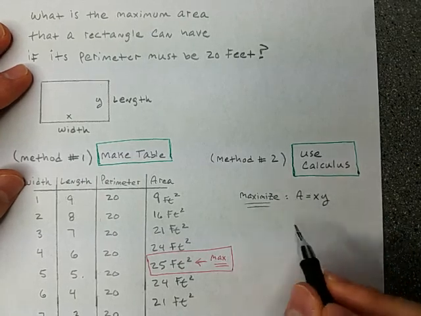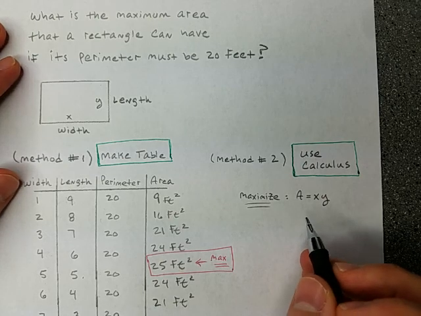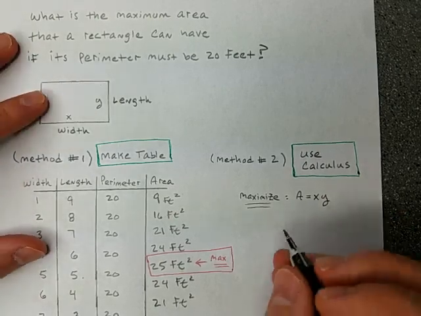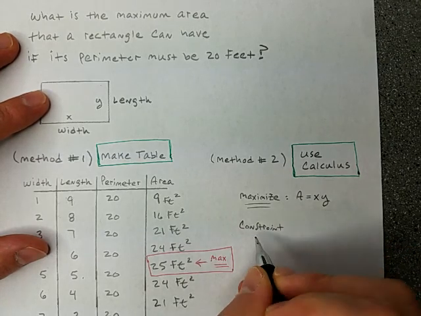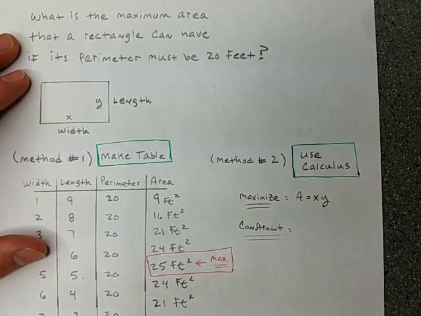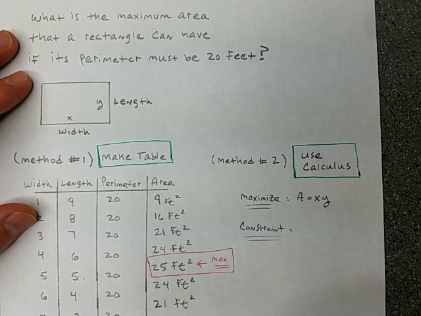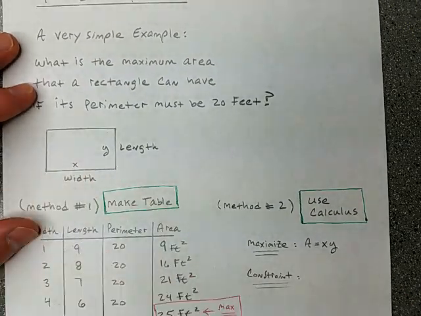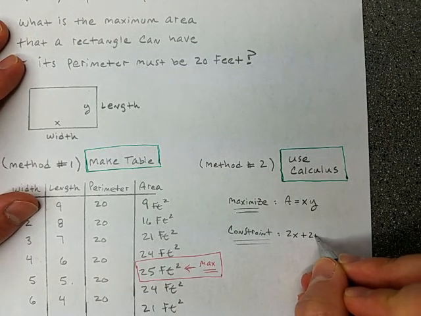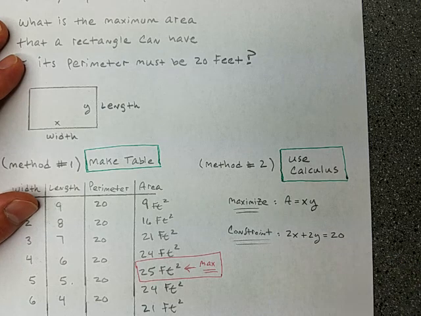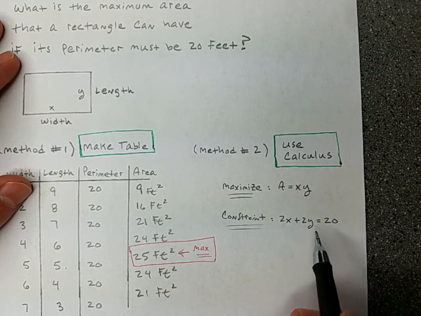And there's a constraint though. It's not like we're just maximizing the area. There's also something holding the area back or constraining it. So I'm going to say that we have something else called the constraint. And the constraint is that the perimeter has to be 20 feet. So how are we going to express that through an equation? The perimeter of this shape must be 20 feet. Well, the perimeter is twice the width plus twice the length, and then that needs to be 20. So the way we think about it is we're going to maximize this subject to that constraint.